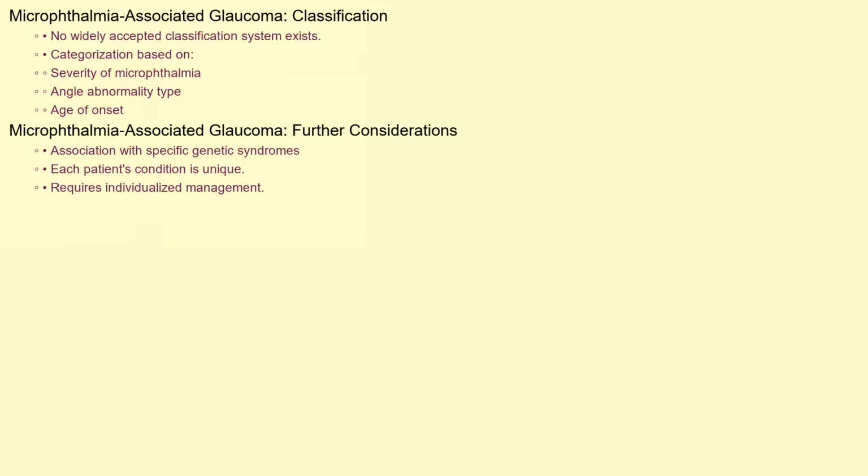While there isn't a widely accepted classification system specifically for microphthalmia-associated glaucoma, it's often categorized based on the severity of microphthalmia, the type of angle abnormality, and the age of onset of glaucoma. Some cases may be associated with specific genetic syndromes, further defining the classification. It's important to remember that each patient's condition is unique, requiring individualized management.